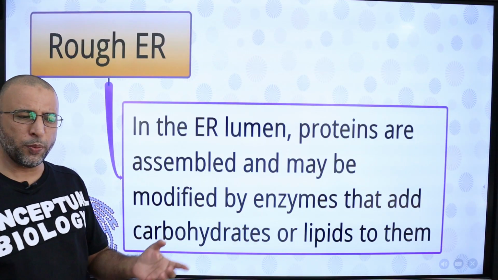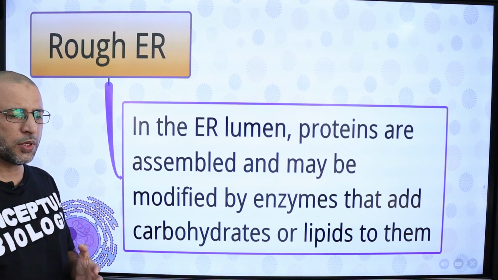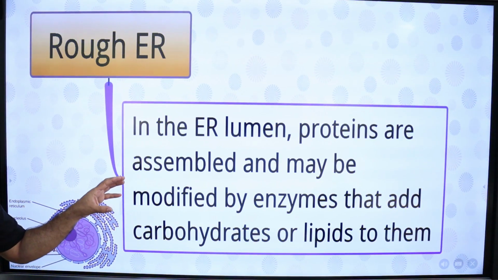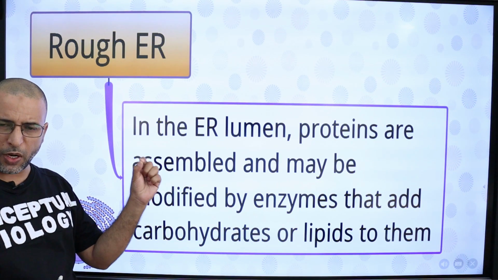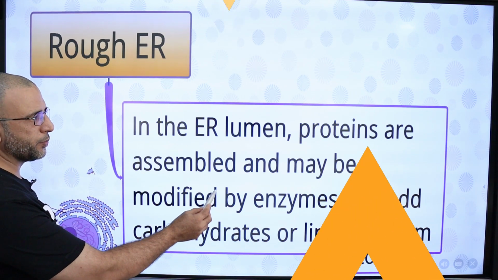In the ER lumen, proteins are assembled and may be modified by enzymes that add carbohydrates or lipids to them. Carbohydrates can be attached to proteins to form glycoproteins, and carbohydrates can be attached to lipids to form glycolipids. Glycolipids and glycoproteins are structural components of the biological membrane.